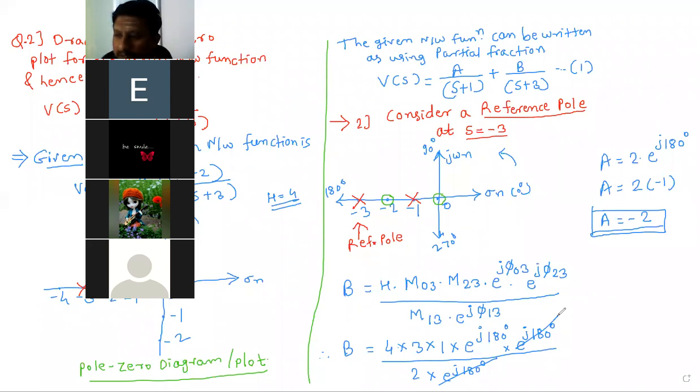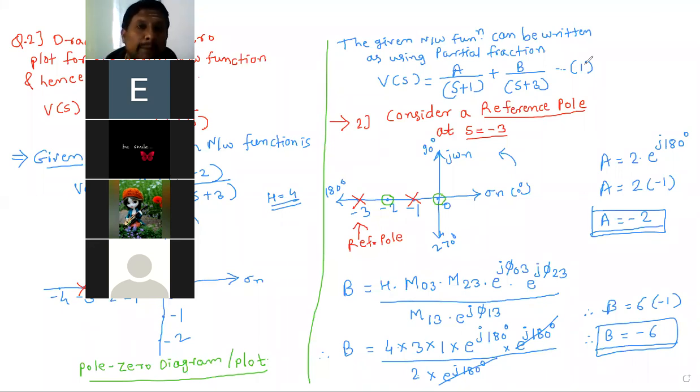Correct. Now 4 into 3 into 1 means 12. 12 divided by 2, 6. So B is equal to 6 and e raised to j 180 degree means -1. So what is the answer of B? -6. The value of B is -6. Okay, so this is how we find the coefficient values A and B, by considering the reference poles s is equal to -1 and s is equal to -3.